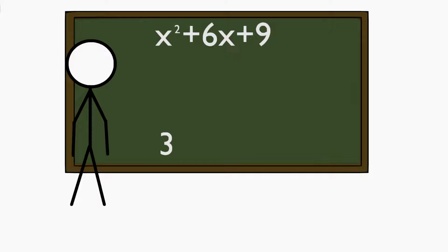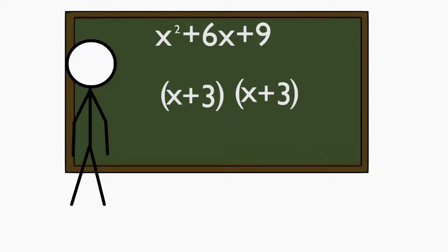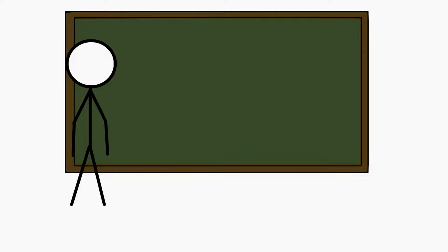To write out the factorized form, we will open two sets of brackets, put x in each of them, and add 3. This could be further simplified to x plus 3 squared, as x plus 3 times x plus 3 is like saying any number multiplied by itself is squared, so it would be x plus 3 squared. Let's try a different example.